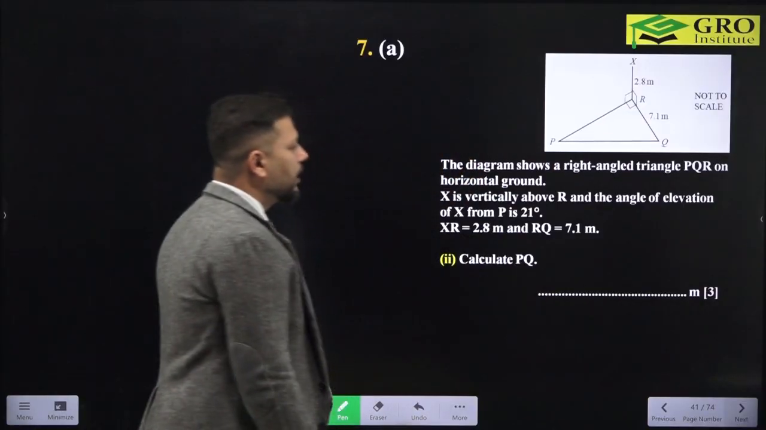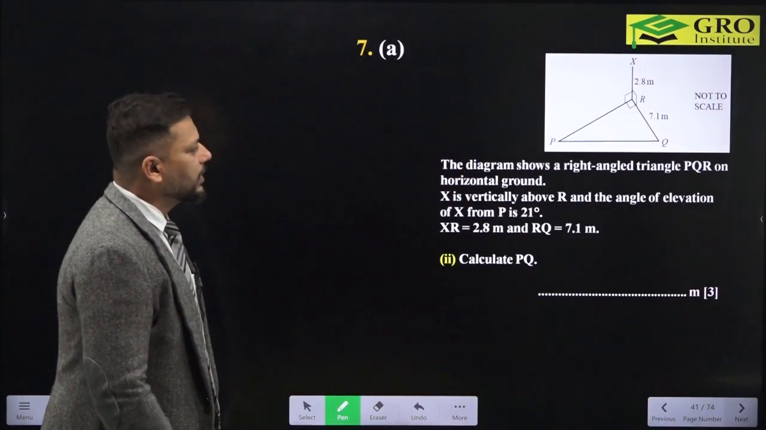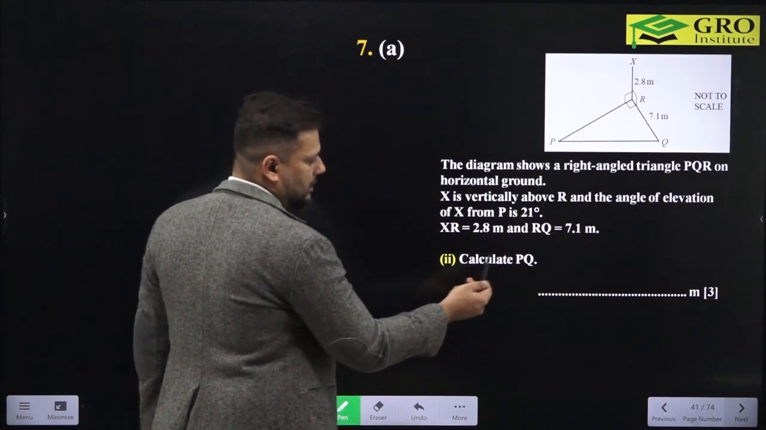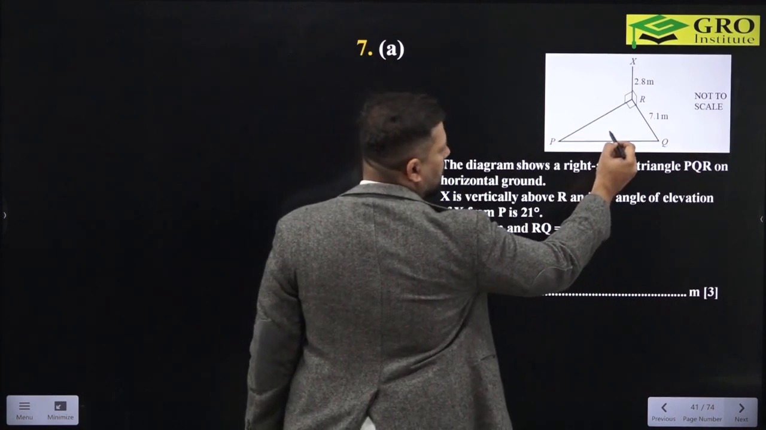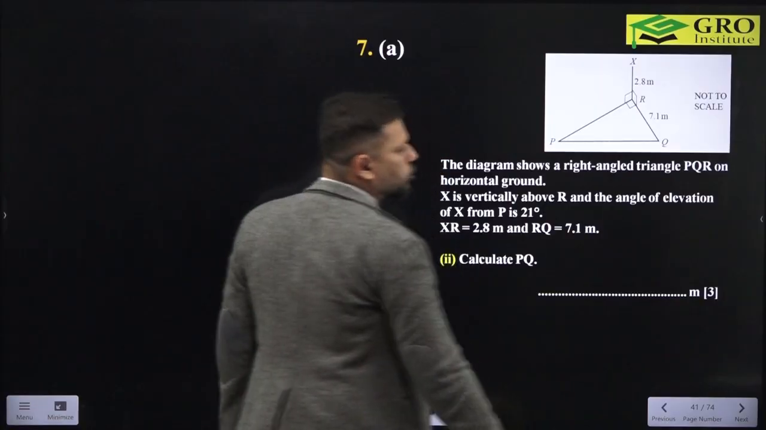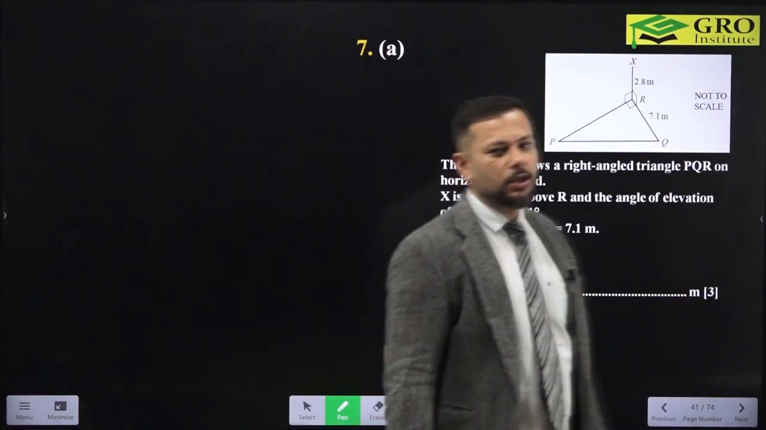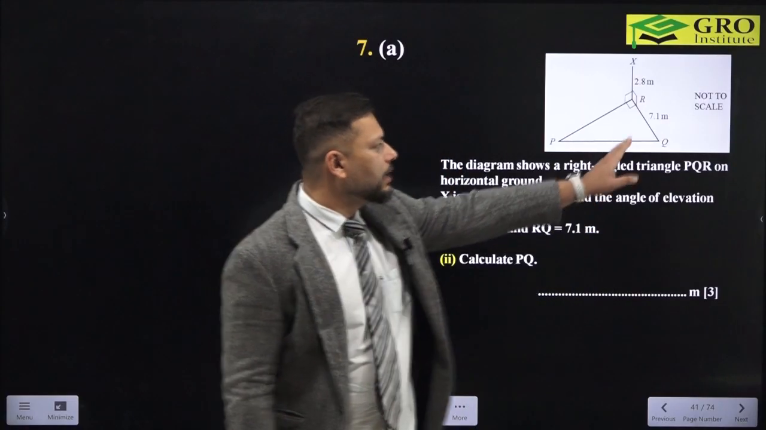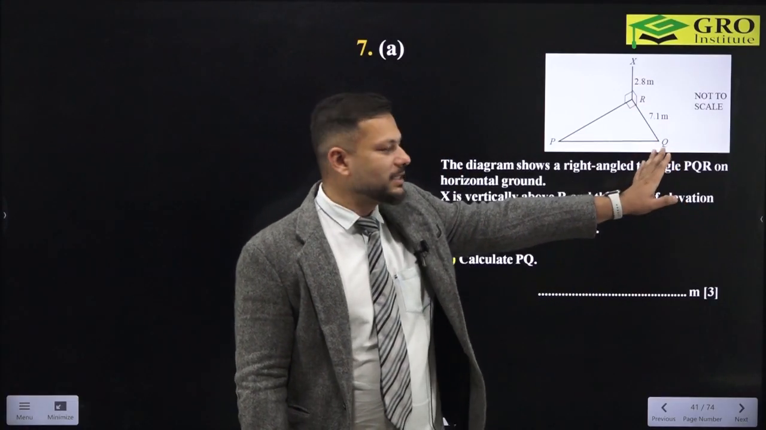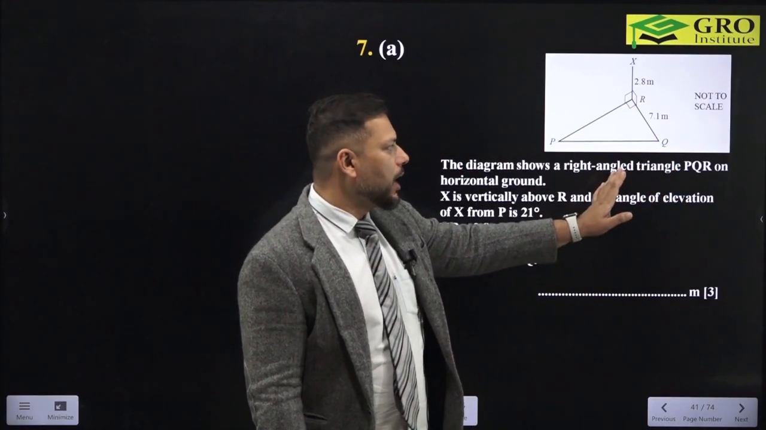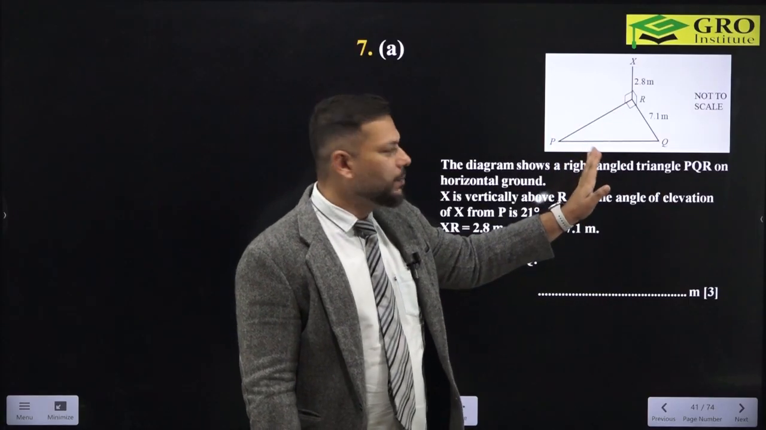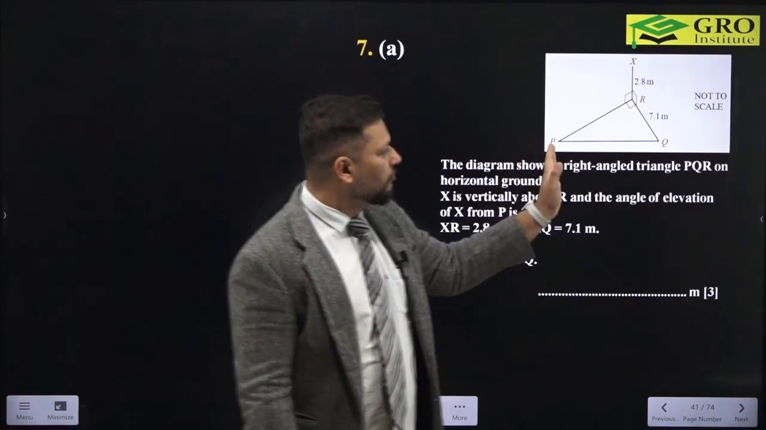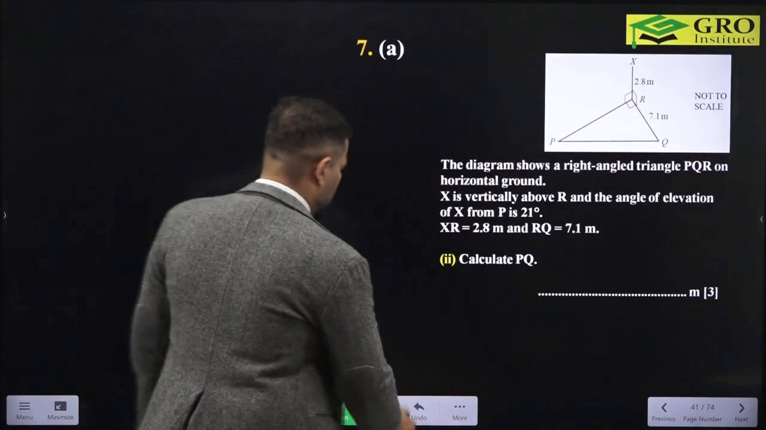Now moving ahead, we see here that the diagram is the same, the question is the same. We have to find out this PQ. This PQ needs to be found out. So for that, we need to do a few important things. I am already given RQ. It is 7.1 meters. If somehow I get PR, I will be able to find PQ by using the Pythagoras theorem. So to find PR, we need to do some important things.